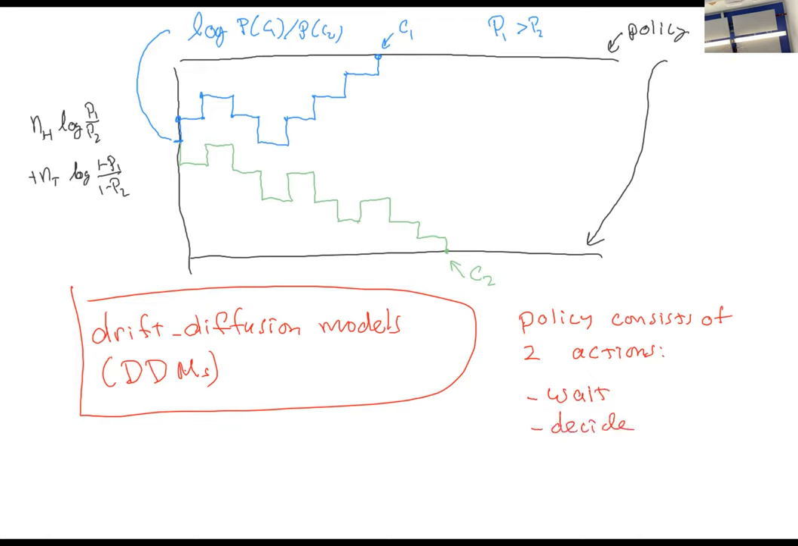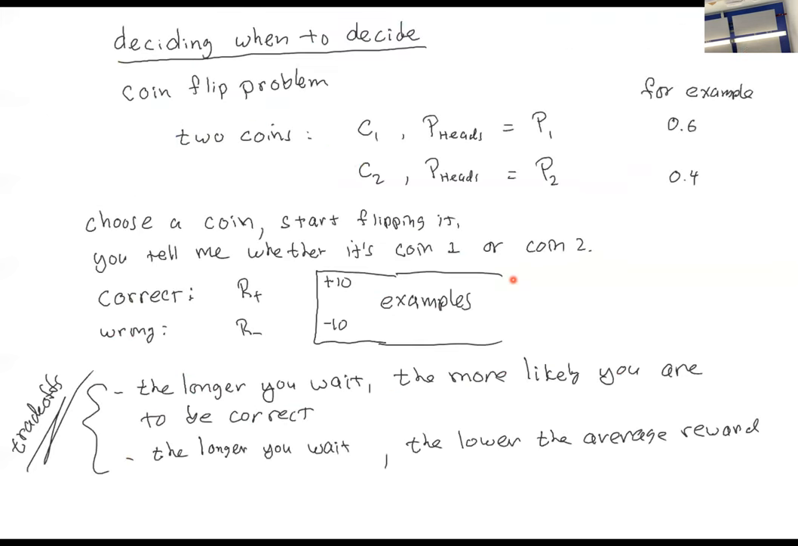Okay. And now where you set the bounds is super important, right? If you set the bounds down here, you'll make a decision very early. You won't be very accurate. If you set the bounds really high, you'd be super accurate, but you wait a long time. And now we see that the reward structure is super important, right? Remember, let's say your R plus for correct, R minus for incorrect.